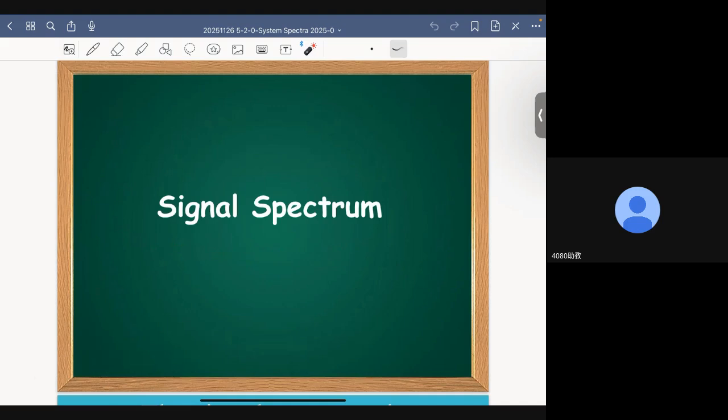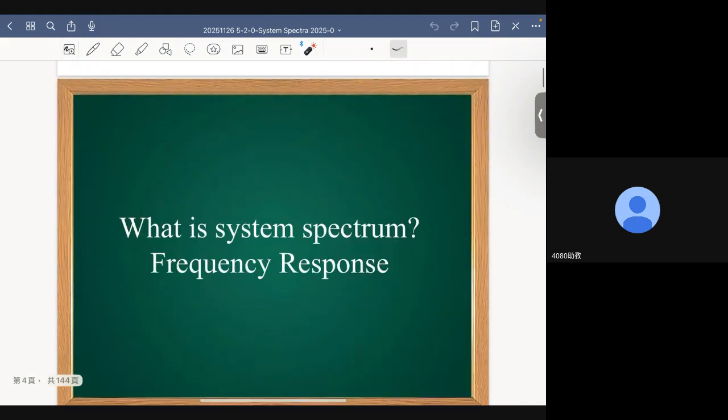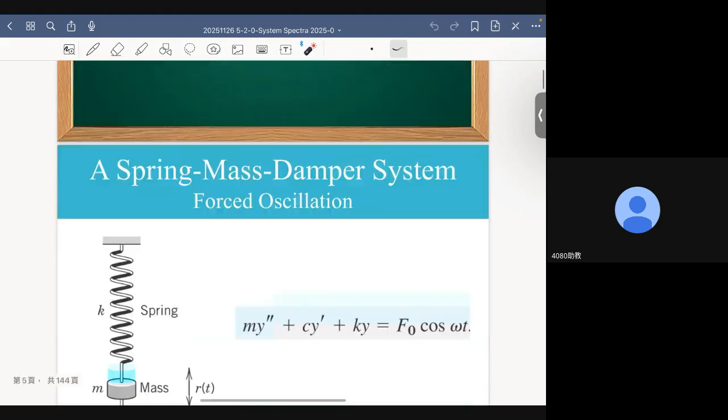What does it tell us? Signal spectrum is pretty much the frequency content of the signal. That is, by visualizing a picture like this, we can understand the frequency composition of that signal, all right? So then naturally, the next question is, what is system spectrum? And it has everything to do with frequency response.